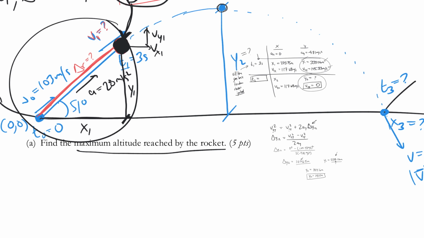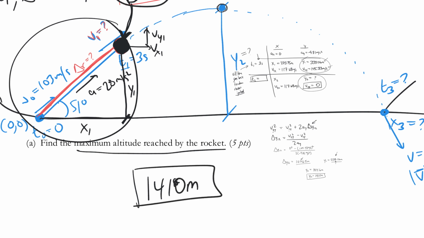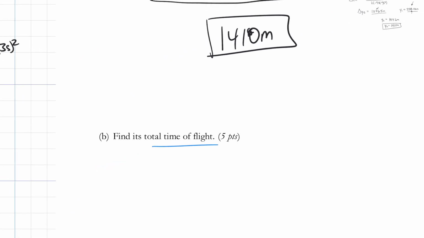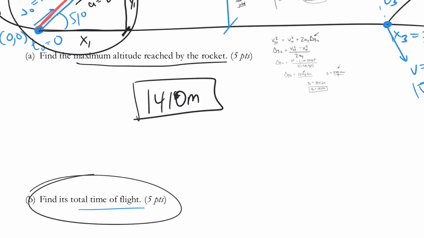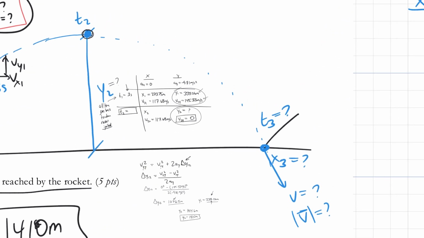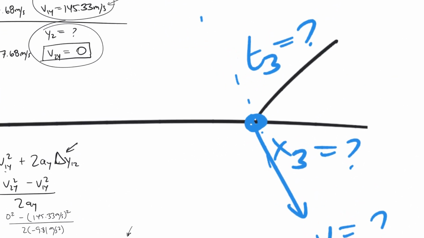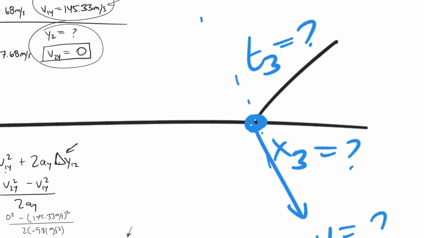What is the maximum altitude reached by the rocket? 1410 meters, 3 sig figs. All right, total time of flight. So let's go over here. We are now in this position over here. We want to know how long, T3, we want to know how long it takes to get there.